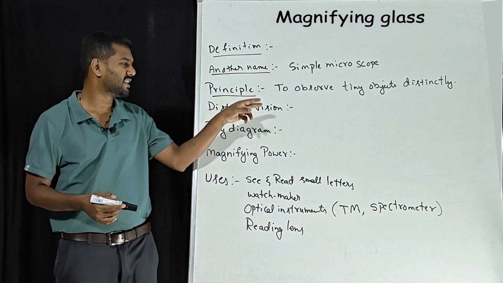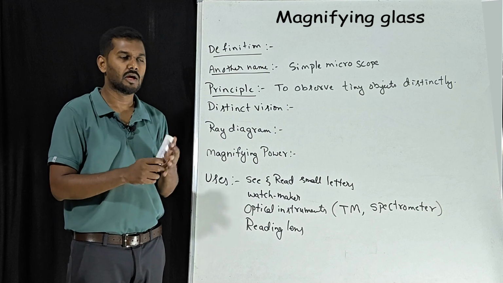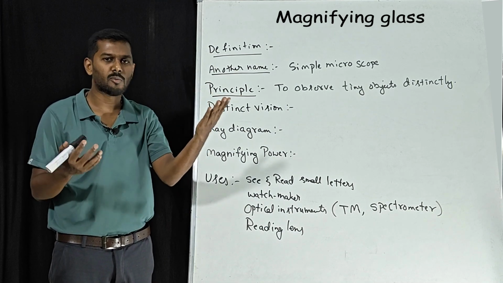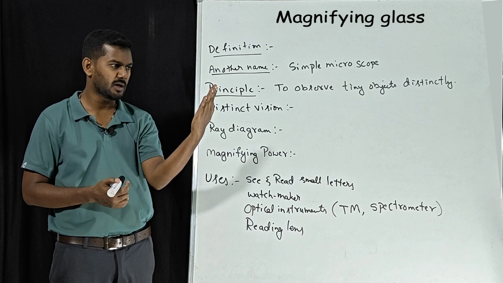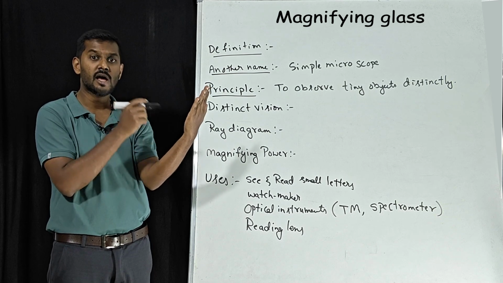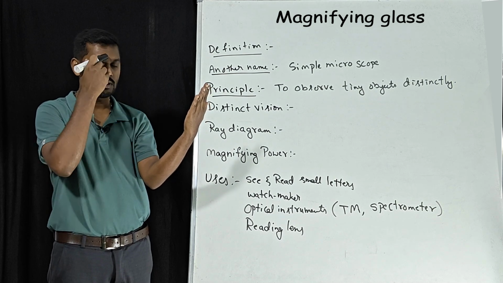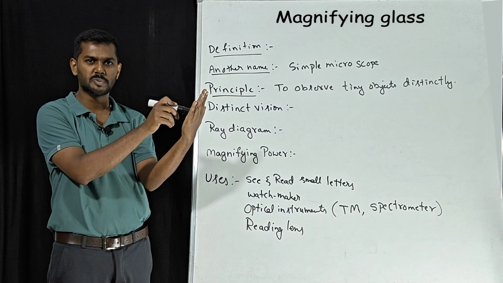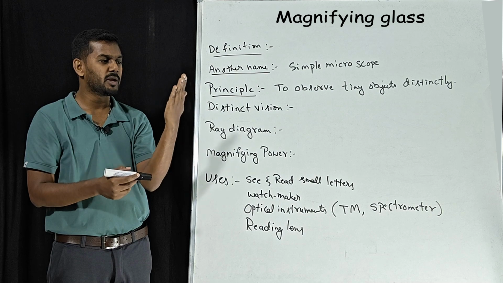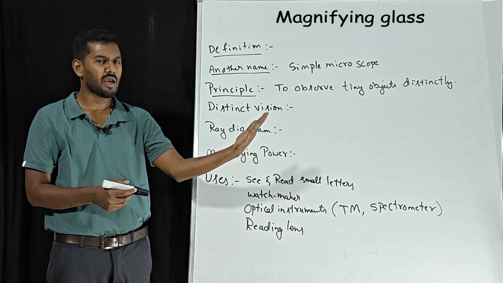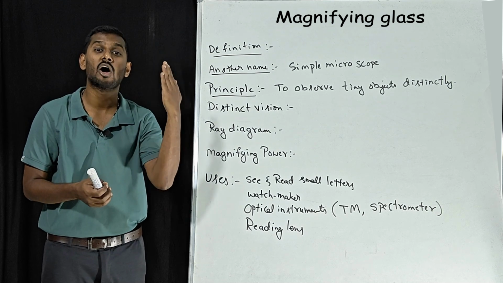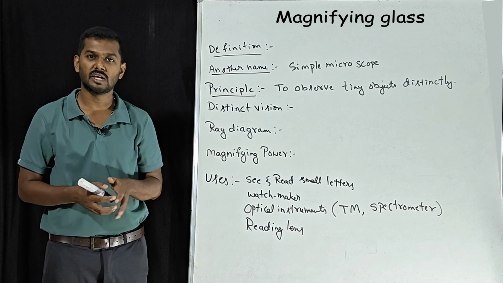Now we'll talk about distinct vision. You're going to keep any object, a newspaper or any object. Assume you are talking about a newspaper. If you keep a newspaper here and you see a clear image of the letters as well as the picture, that is the distinct vision. So the distance from your eye to the newspaper is the distinct vision. Now if you bring it too close or too far away, it starts getting blurred again. So where you get the sharp image of an object, that is the distinct vision.